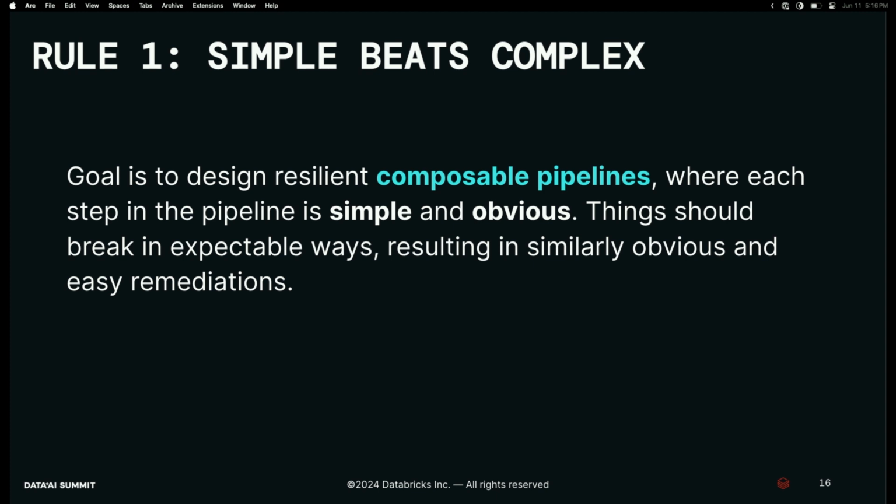Each step in the pipeline ideally would be simple and obvious. And then also when it breaks, it has a simple and obvious and easy remedy. And another way to think about this is if your pipeline fails, which part of it do you have to retry? Or is it just a code fix and you let it run again? Or do you now have disastrous things to go fix?